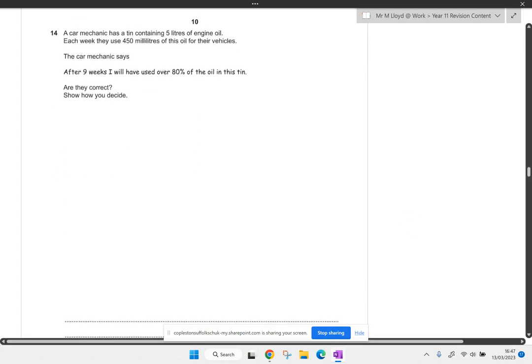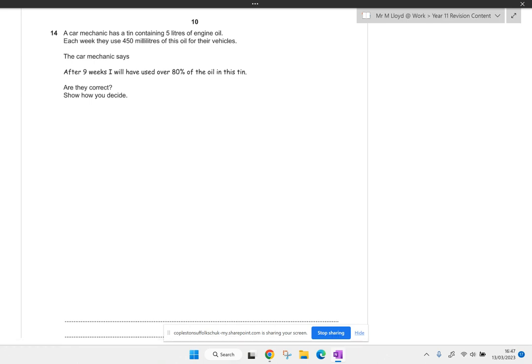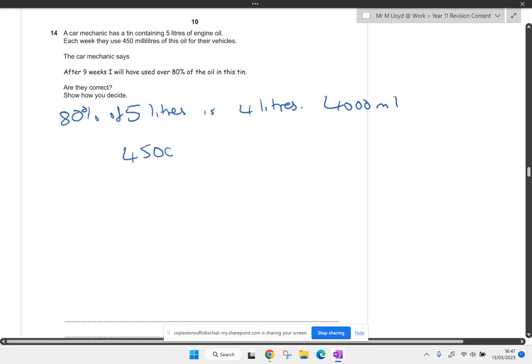A car mechanic has a tin containing 5 litres of engine oil. Each week they use 450 millilitres of this oil for their vehicles. The car mechanic says after 9 weeks we will have used over 80% of this tin. Okay, 80% of 5 litres is 4 litres. And that's 4,000 millilitres. So after 9 weeks, so we're going to do 450 times by 9.